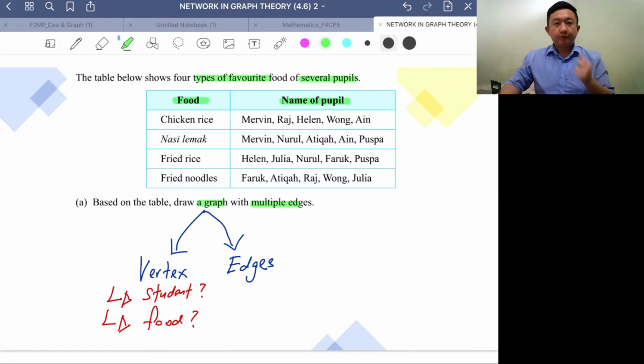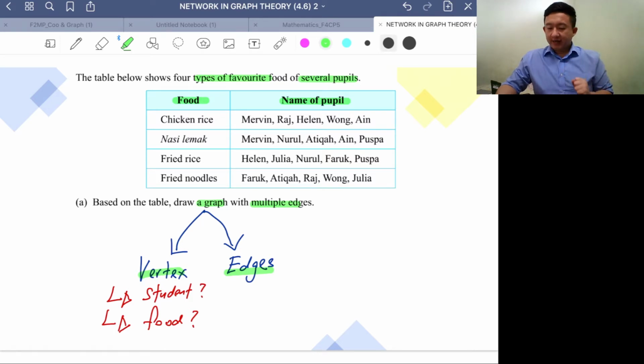To draw a graph, there are two main components: vertices and edges. However, we have a problem here. Which one should be your vertex and which your edges? Because it does not state food or students. Now the keyword here is to identify the pattern and you decide. Okay, what does it mean?